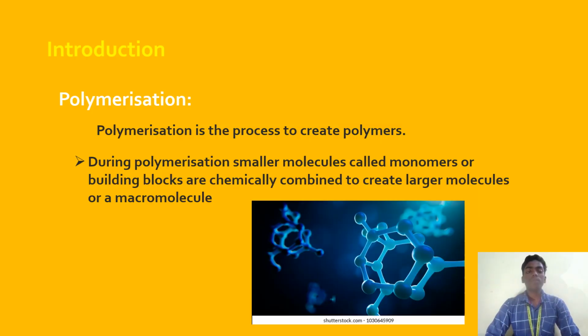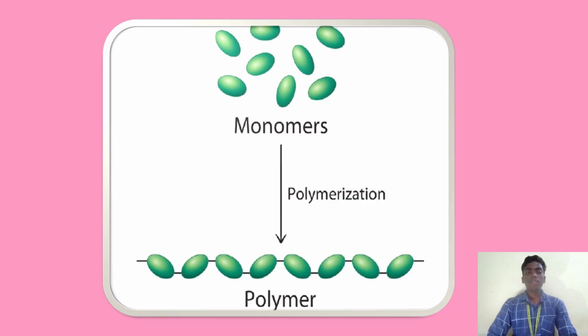In the introduction part, what is polymerization? Polymerization is the process to create polymers. During polymerization, smaller molecules called monomers or building blocks are chemically combined to create a larger molecule, which we can also call a macromolecule. In the picture you can see monomers, which are polymerized and form a polymer. In the polymer they are chemically combined, and this process we call polymerization.